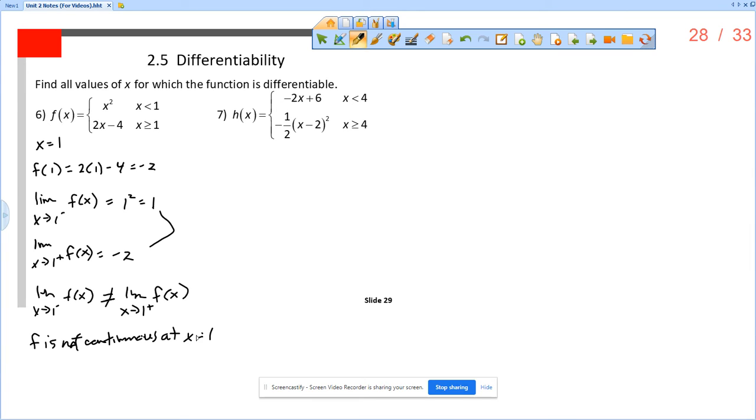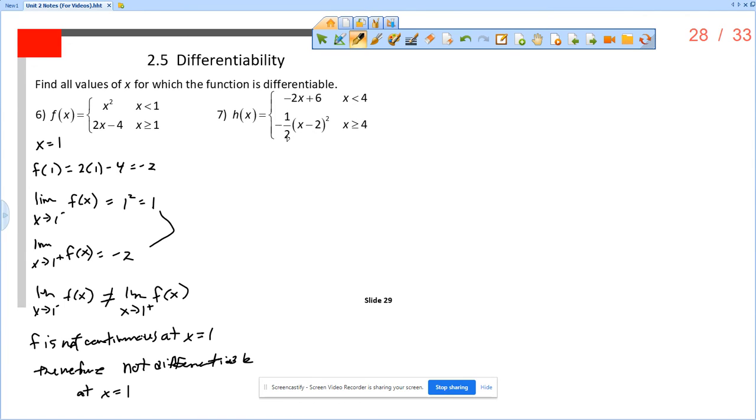at x equals 1, therefore not differentiable at x equals 1. So it's important to remember that as soon as a function is not continuous at a particular location, it is automatically not differentiable.